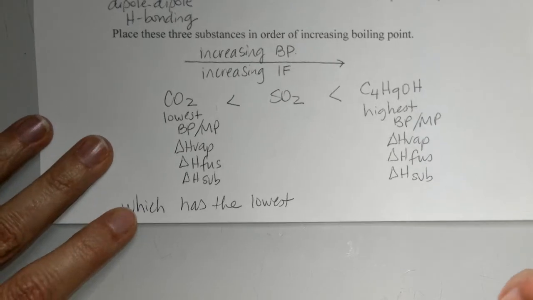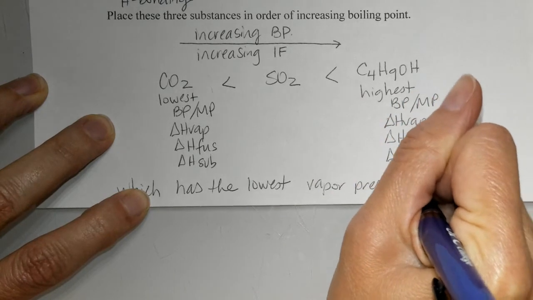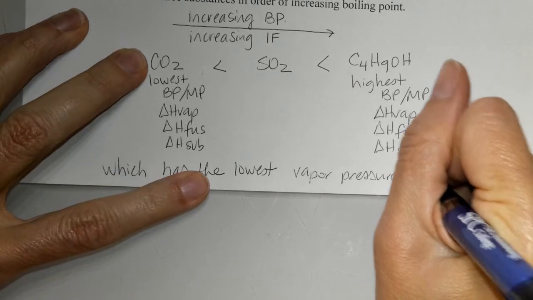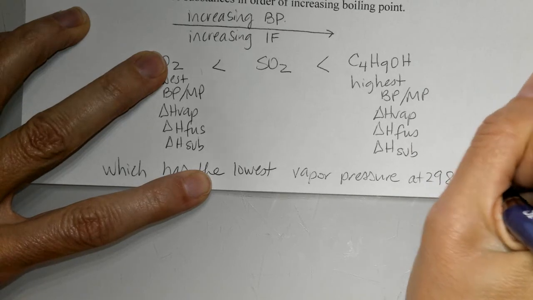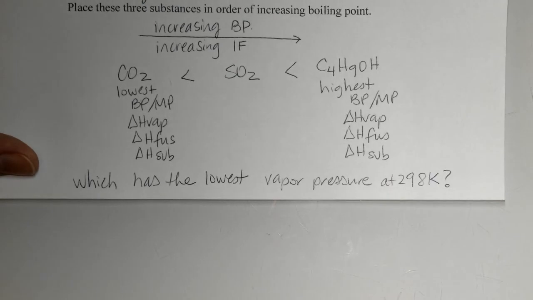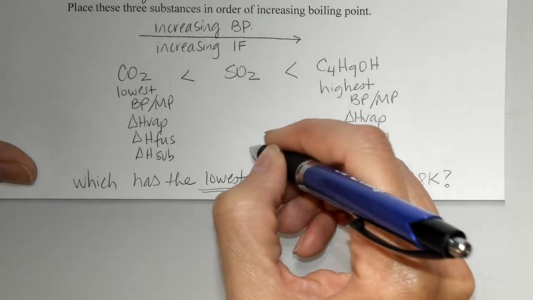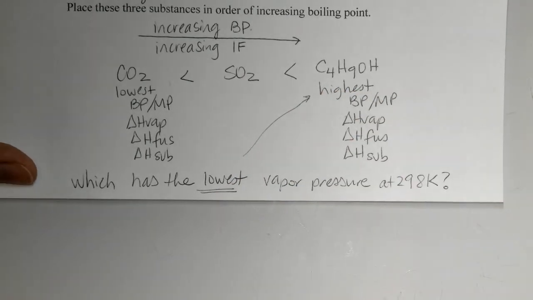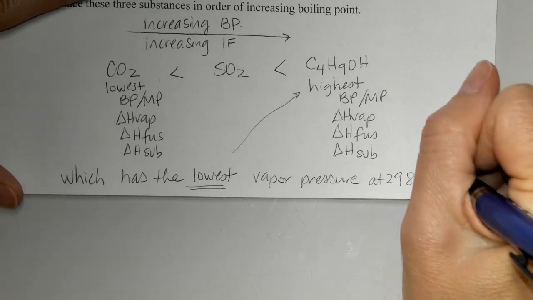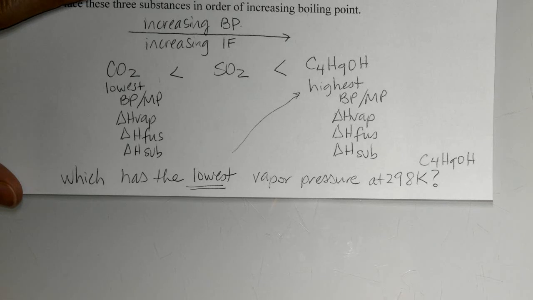Sorry. So, which has the lowest vapor pressure at 298 Kelvin? All right, so which one has the least amount in the gas phase at roughly room temperature? The lowest vapor pressure means the highest intermolecular forces. So that would be the butanol, the C4H9OH. Higher intermolecular forces means the more likely those molecules are being held together, so less likely to be in the gas phase.